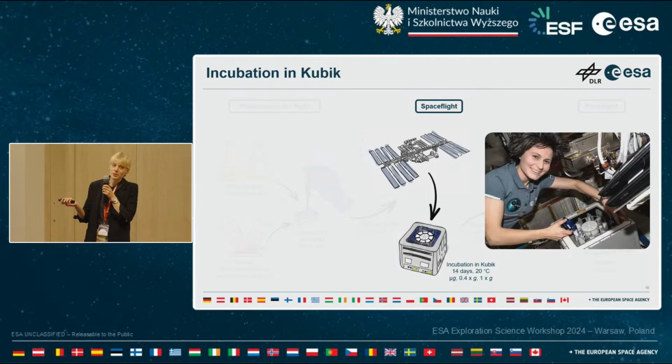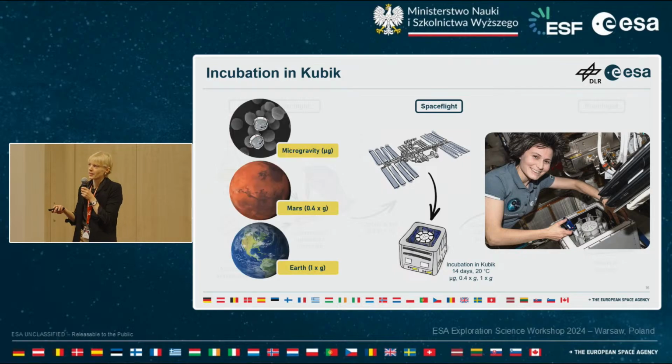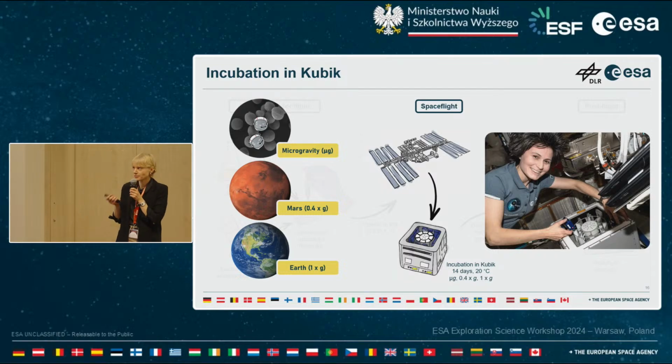And then on board the ISS, experiment containers were integrated into the cubic incubator. Here you can see Samantha Cristoforetti for the second flight of biofilms integrating our experiment into the cubic incubator. And the cubic incubator is an incubator and a centrifuge at the same time, so we can create different gravitational conditions. And for biofilms, we tested microgravity, Martian gravity, and Earth gravity as a control.